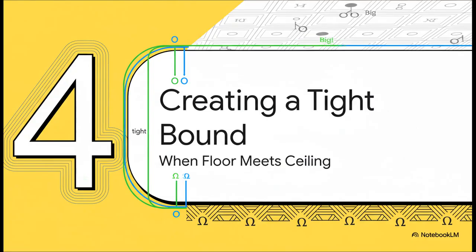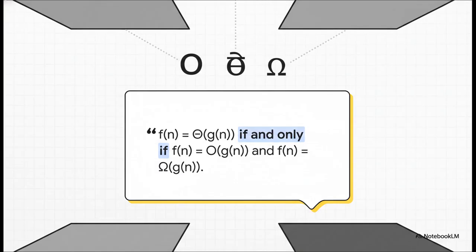And this idea of a tight bound, this theta notation, is actually incredibly powerful. And you can probably guess where it comes from. It's all about the relationship between that ceiling, big O, and the floor, omega. And this theorem right here, this is the key that unlocks it all. It says, very formally, that you get a tight theta bound if and only if the upper bound and the lower bound are the same. In other words, when the ceiling and the floor are essentially the same thing, when they meet.